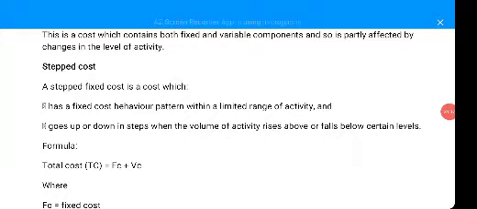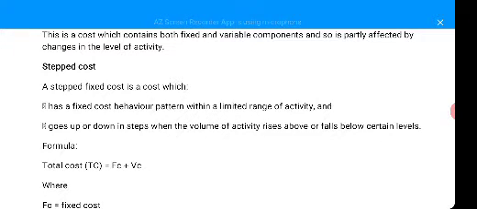So, step cost. When we say a step cost, or a step fixed cost, it's a step fixed cost. Remember, I explained earlier that fixed cost does not change; it remains the same at all levels of activity. But that is not always the case in all situations.